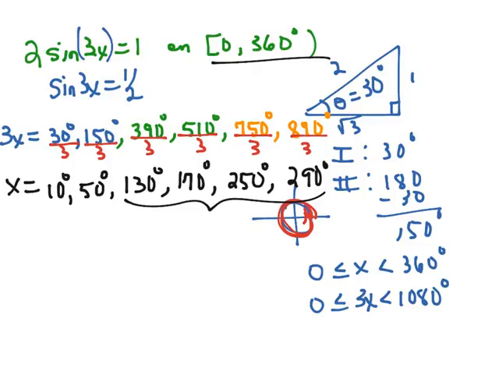But we wouldn't have done that if we hadn't thought about 3x meaning we're going around 3 times. So after we found our first 2 answers, we had to add 360 to get the next set, and then add 360 again to get the third set, so that we would have all the solutions that we could then divide by 3 to get our final answers.